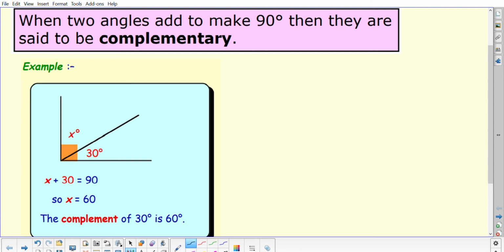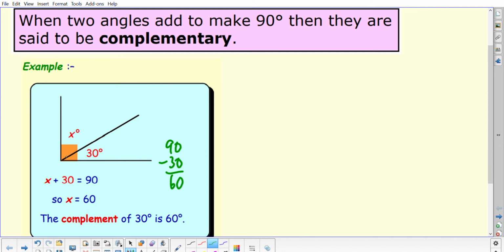To work out the size of X, because you know they need to add together to make 90 degrees, all you're basically doing is doing 90, take away the 30, and that gives you your missing angle of 60. That tells you what your X is, and we just say that 30 degrees and 60 degrees are the complement of each other, or they're complementary angles. So it's just a big fancy word that means they add up to 90 degrees, but you're still doing the same sort of procedure to work out any missing angles.